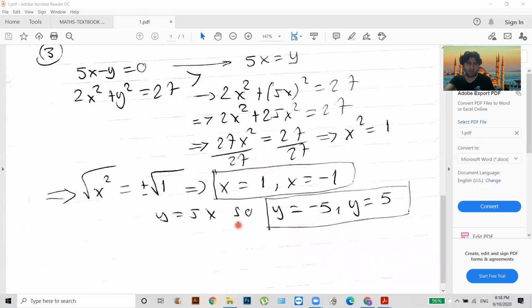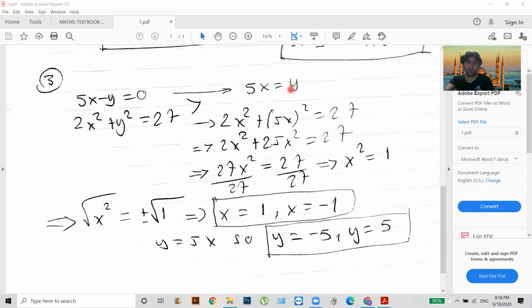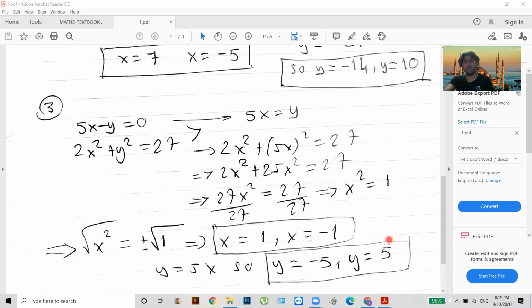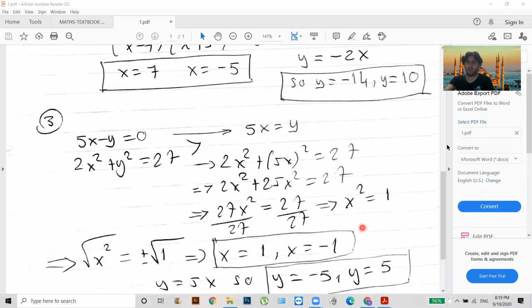Then we take that and put it here in y equals 5x. So when x is 1, then y equals 5 times 1, so y will be 5. Then when x is -1, then 5 times -1 is going to be -5. So y is -5, or y is positive 5. Okay.